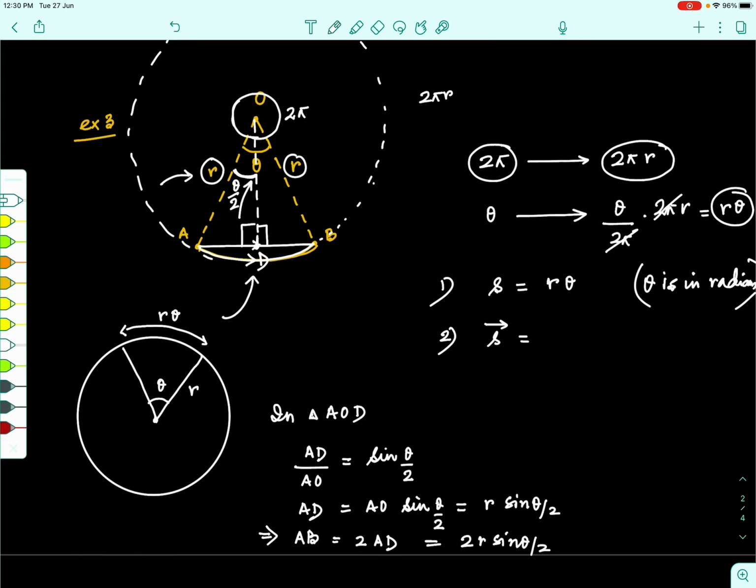So, we can write the displacement vector S as 2r sine theta by 2. Now, what is left is mentioning the direction. The direction is from A to B. So, this is one way in which you can write the direction from A to B. Or another way could be that you just consider this direction as the x-axis and then you know that a unit vector along this direction is I cap. So, you can write it as 2r sine theta by 2 I cap. This is another way of writing the same answer, right.